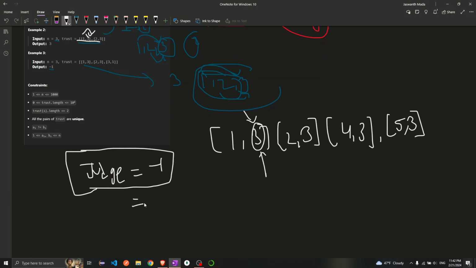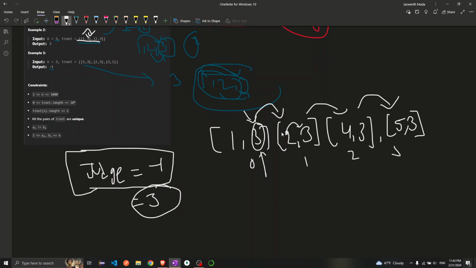At my zeroth index, this is first, this is second, this is third. At my zeroth index, the judge will be 3, right? Then I'll go to this one, and I see that 2 is also trusting 3, right? So my judge is already 3, so there is no need to change anything. Then I'll go here. Again, my judge is 3. So 4 is also trusting 3 and my judge is also 3. Then 5 is also trusting 3 and my judge is also 3. So at the end, the judge is 3, right?